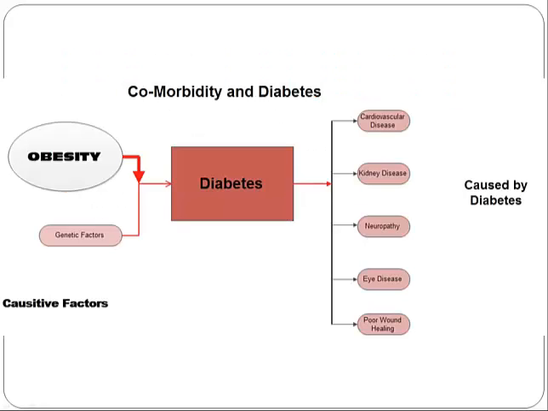Diabetes. The causative factors are obesity and genetic factors. You can have a family history of diabetes and not get diabetes, though. If you keep your weight down, your diet good, exercise regularly, probably won't get diabetes. But if you get obese, then you are more likely to get diabetes than someone who does not have genetic factors. And once you have diabetes, there are a bunch of comorbid conditions that usually accompany it. Cardiovascular disease, kidney disease, neuropathy, eye disease, or wound healing.